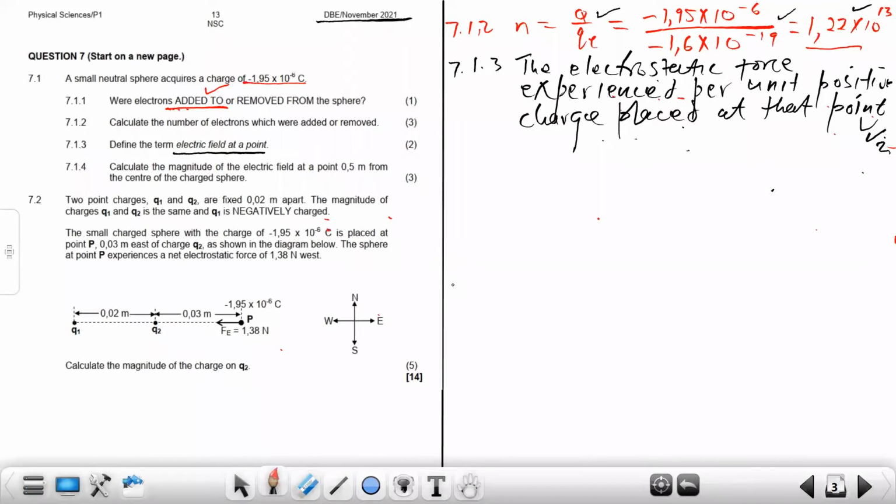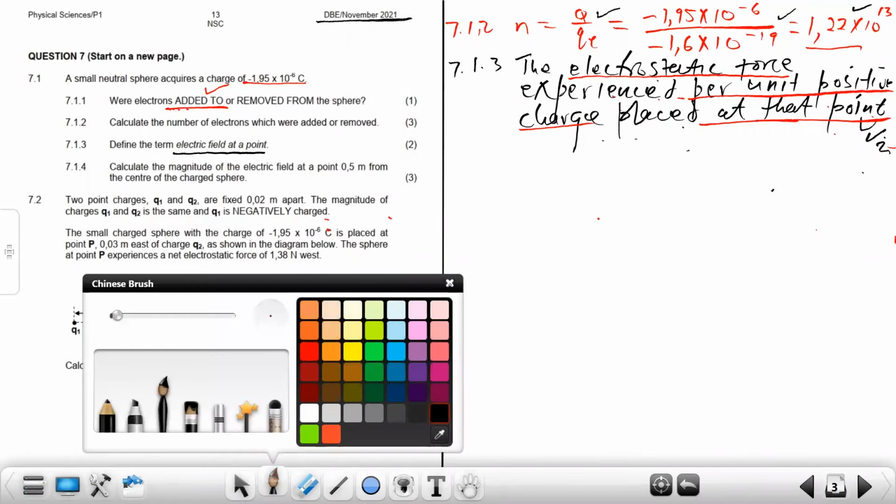Okay, I must emphasize the key points here: the electrostatic force per unit positive charge placed at that point. So those are the key words that we are looking for. Hence it must be the 2 marks.